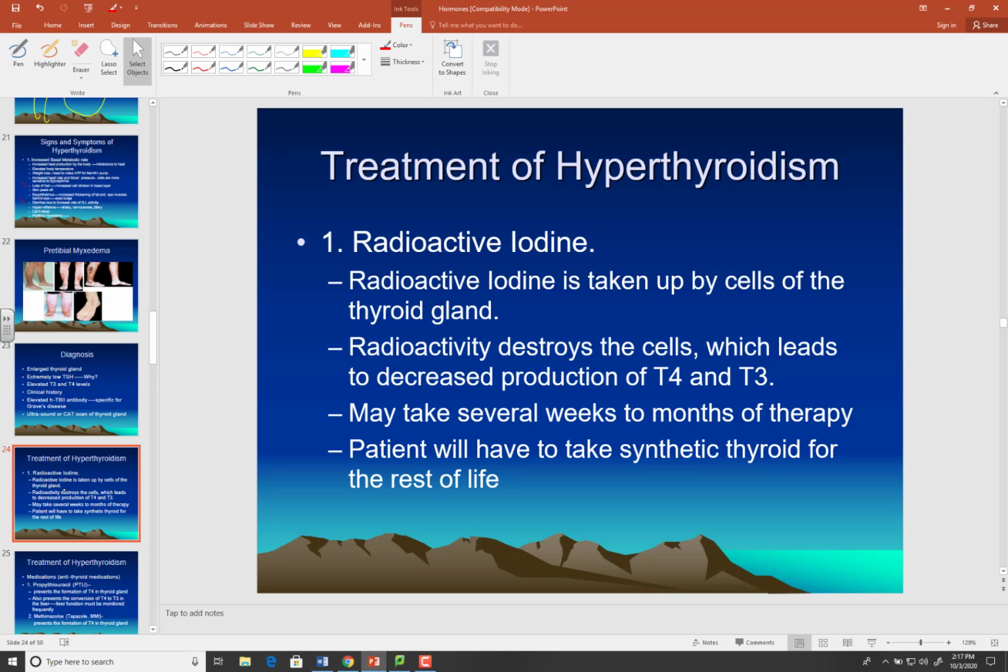And this can take weeks or months. In the meantime, what will happen is they'll monitor your TSH, T3, and T4, and as it begins to drop, and it drops below the normal levels, then they'll start supplementing you with thyroid medication. So you'll have to take synthetic thyroid for the rest of your life.